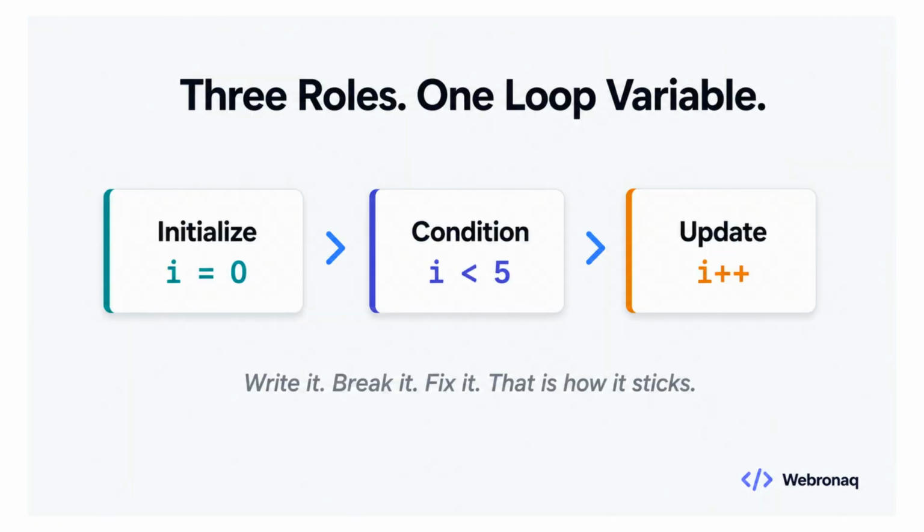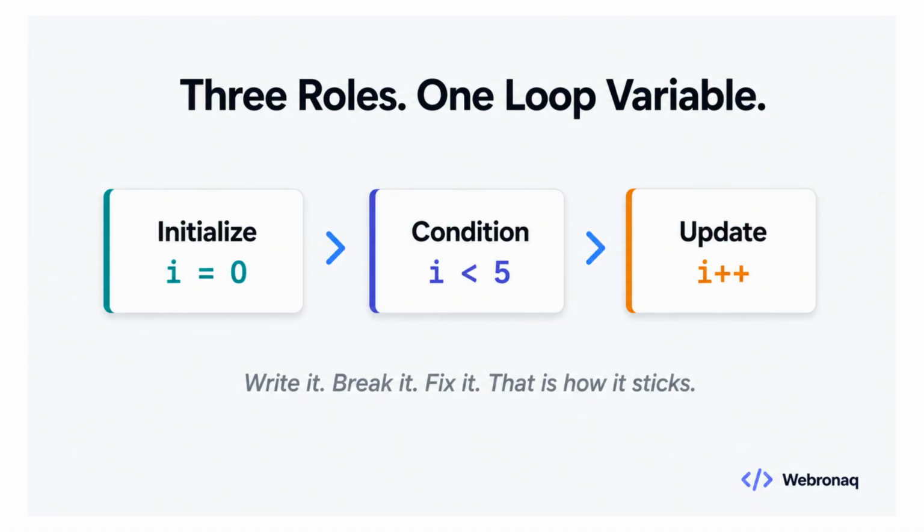Alright, let us bring it all together. A loop variable does exactly 3 things. It gets initialized to a starting value, it gets tested in a condition before each cycle, and it gets updated at the end of each cycle. Get all 3 right, and your loop runs precisely as intended. Get any one of them wrong, and you end up with either an off by 1 error or an infinite loop, as we just saw.